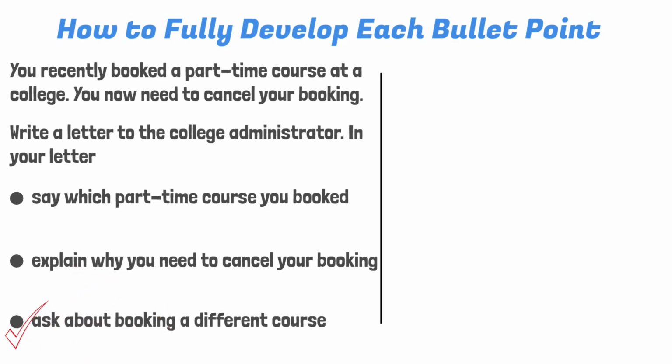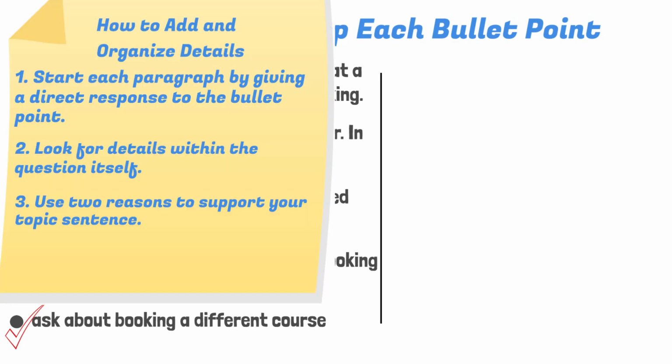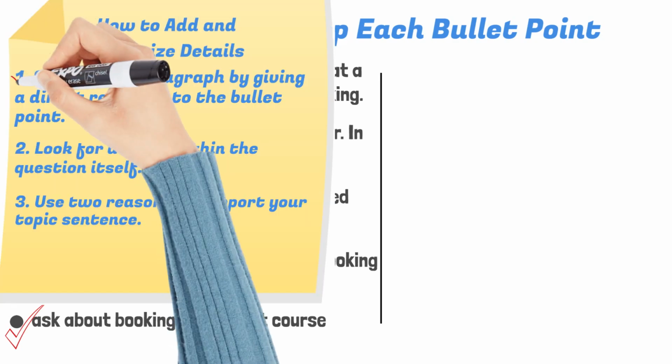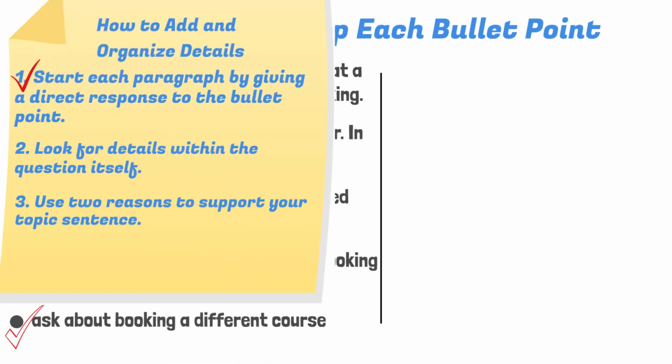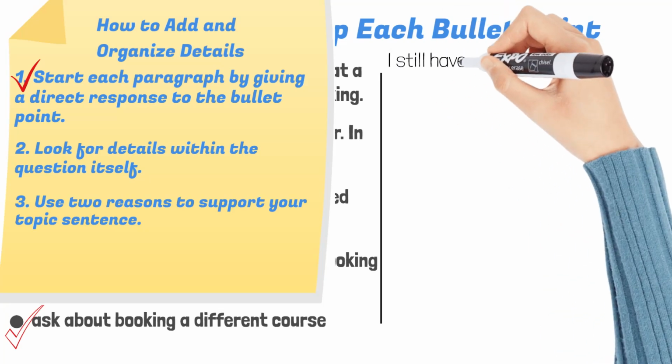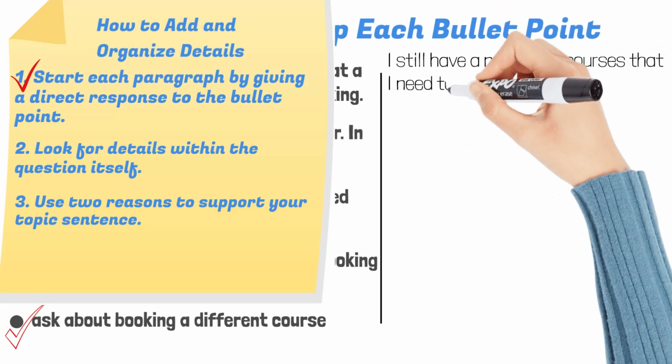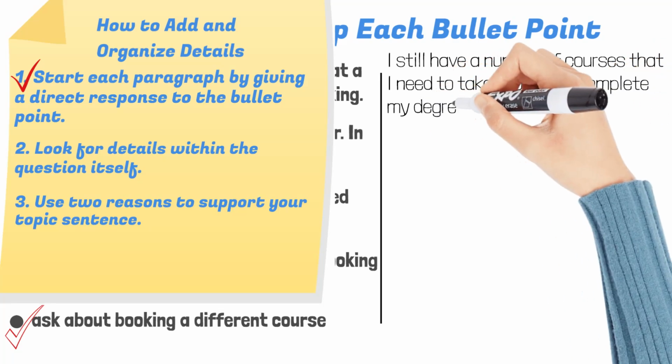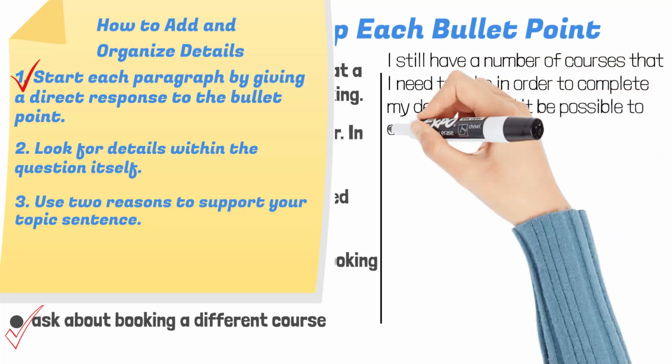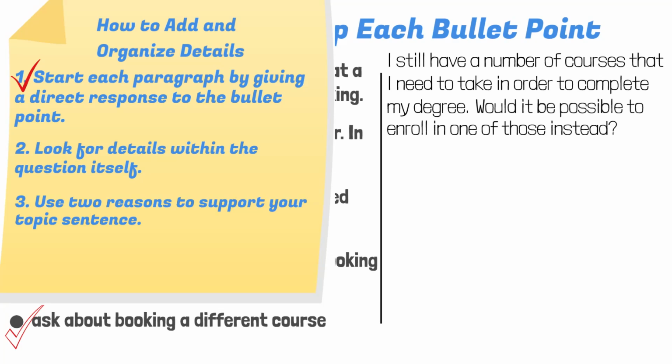Finally, the third bullet point. Ask about booking a different course. Just like what I did in the last paragraph, I will first give a direct response to this bullet point. I still have a number of courses I need to take in order to complete my degree. Would it be possible to enroll in one of those instead?